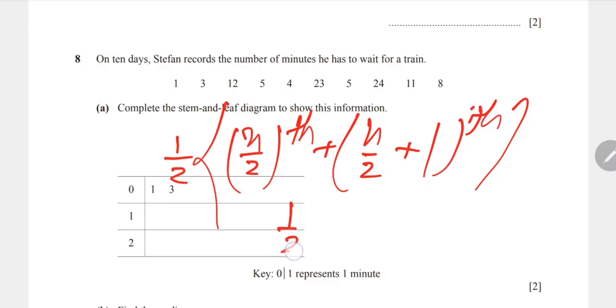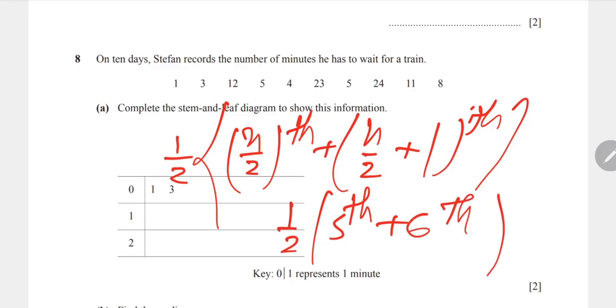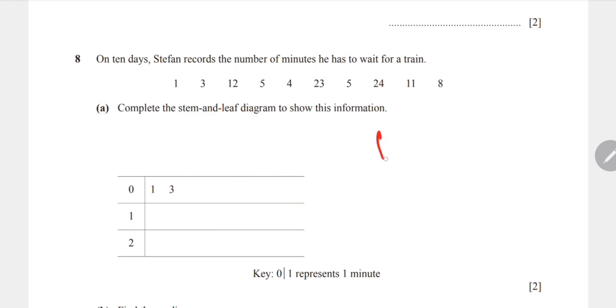So n is 10. 10 by 2 is what? 5th term. Here 10 by 2 plus 1 is the 6th term. So we write two terms, 5th and 6th. Okay, so 5th term and 6th term. So 1 by 2. What is the 5th term? 1, 2, 4, 5, 5, then 8. So 1 2 3 4 5. The 5th term is what? 5.